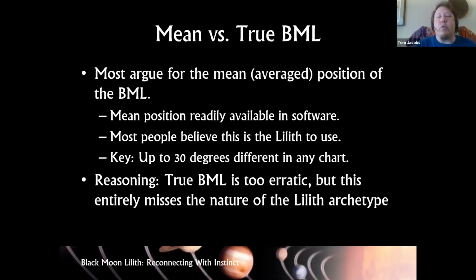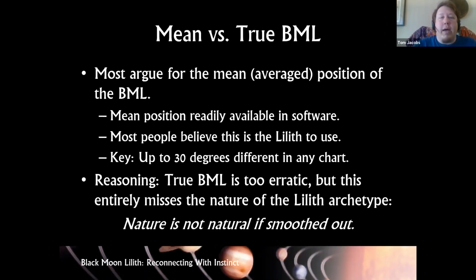So this idea that it's erratic just represents a criticism toward the natural feminine that we're going to explore here, that it's too changeable, it's too erratic, we shouldn't count on it. We want control over it. That's a kind of masculine mind perspective. Nature is not natural if it's smoothed out. So if you're using the mean position, you're essentially asking a Barbie doll what a woman is like. Or a blow-up doll even. A sex toy. What a woman is like. The true BML is actually alive and changeable.